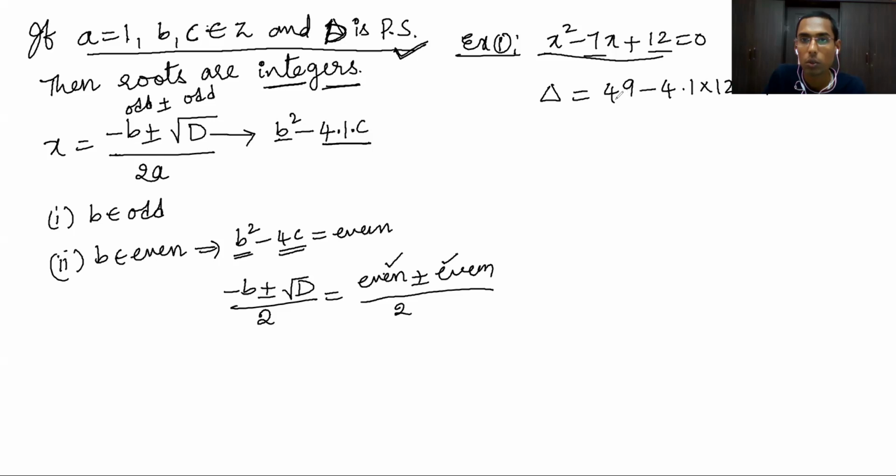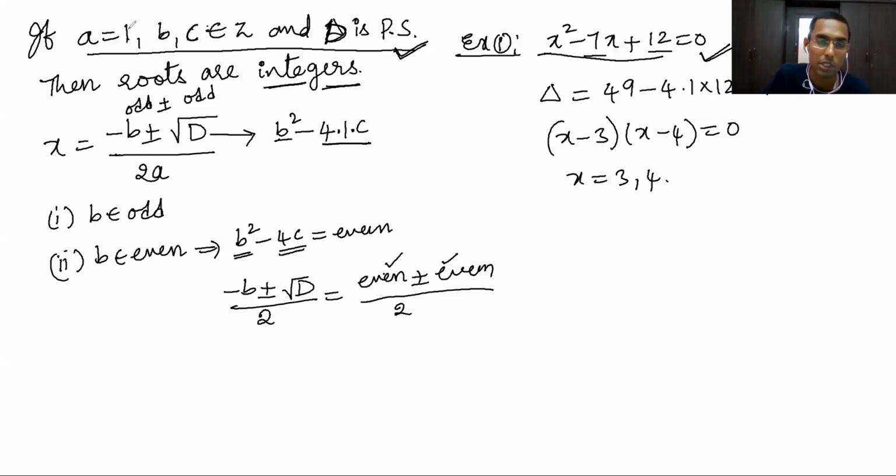Factorization is possible. So now you can write x minus 3 into x minus 4 equal to 0, so x equals 3, 4 you get. So like this you can factorize, factorization is possible. Factorization is always possible in other cases also, but in this case, when you factorize, you are going to get roots that are integers. So this is about the nature of the roots. Hope you understand this one.